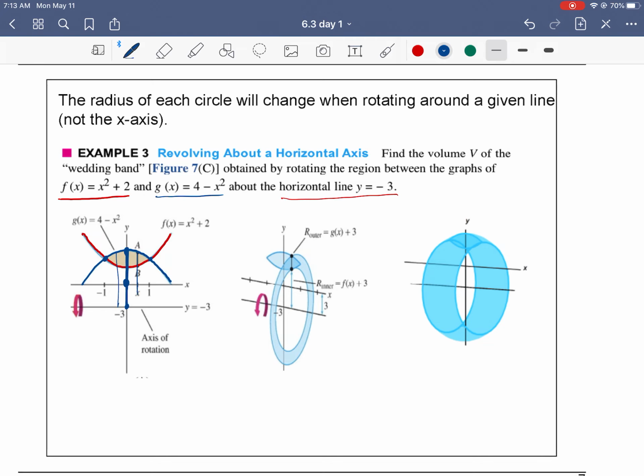And that would be the case anywhere, right? All of the radii that I could draw here, all the way down to -3, would be larger.